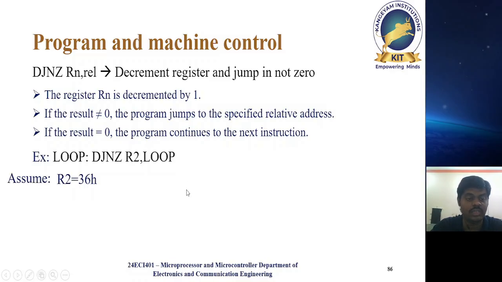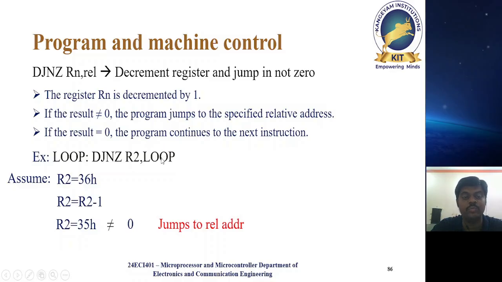For example, assume that R2 equals 36. Whenever this instruction is executed, R2 minus 1 will happen, so now R2 becomes 35. This value is non-zero, so this is a true condition because we are checking non-zero only. 35 is not equal to 0, so it is a true condition. So it jumps to the given relative address. That means in this loop, it will jump to this memory location.